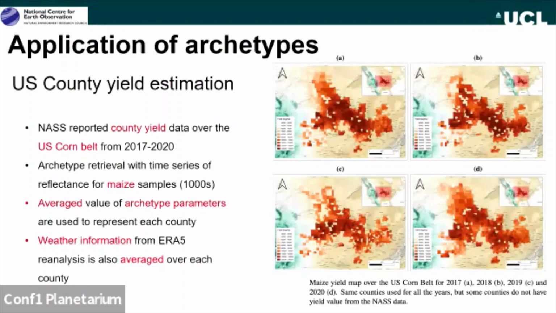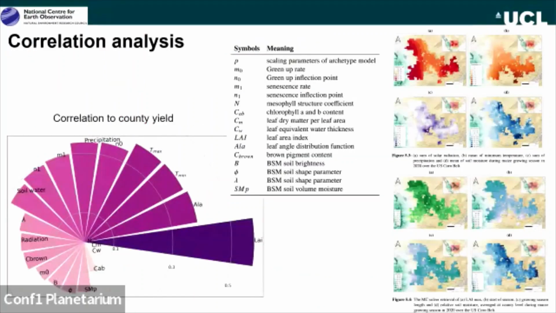So we run the archetype retrieval for each county with thousands of samples, and then we average the archetype retrieval to represent each county. And also we take the weather information from the ERA5 reanalysis dataset, because people normally use weather information for yield analysis. On the right-hand side is basically the average of weather information on top, and then the archetype retrieval.